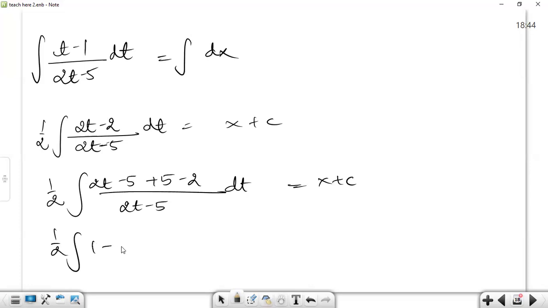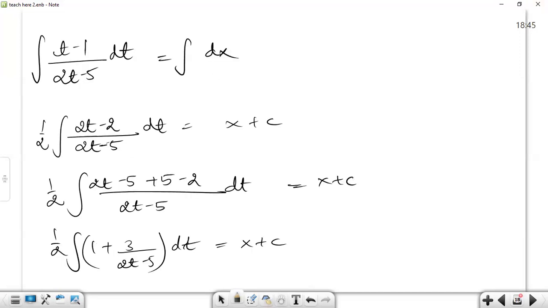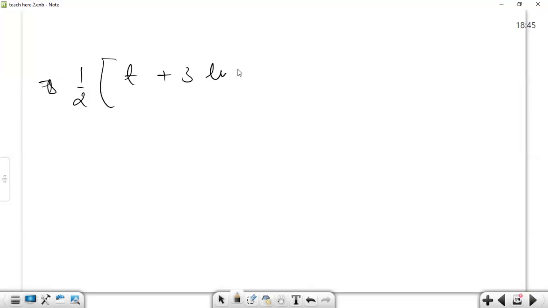Half into (1 plus 3 by (2t minus 5)). Now whatever we thought, things are getting manifested into a solution. So now this will be an easy integration to do. Half into the integration of 1 will simply become t, and the integration of this will become plus 3 into ln of (2t minus 5). It equals x plus c.